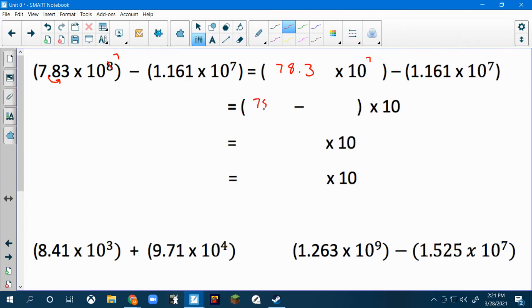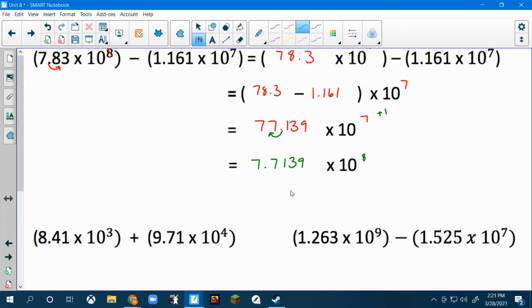Okay, so we get 78.3 minus 1.161 times 10 to the 7th. Combining those, we get 77.139 times 10 to the 7th. But again, we're not done. We got to put this back into the correct scientific notation form. 7.7139 times 10 to the, since we made that one smaller, we got to add one more. Okay, that would be 10 to the 8th.